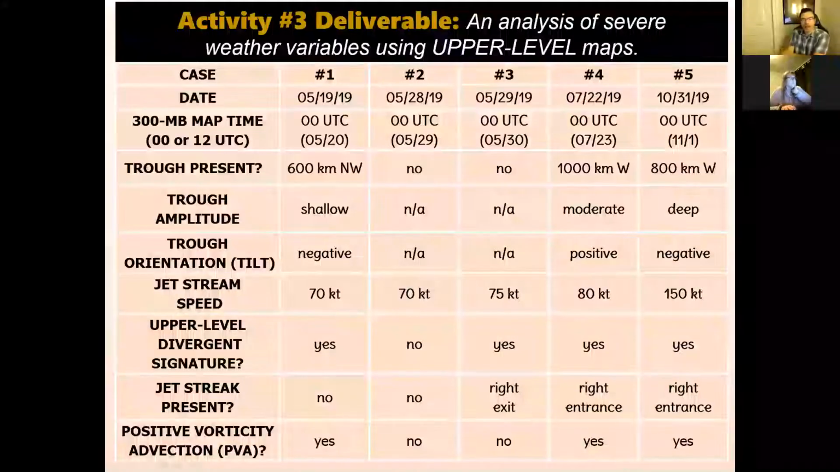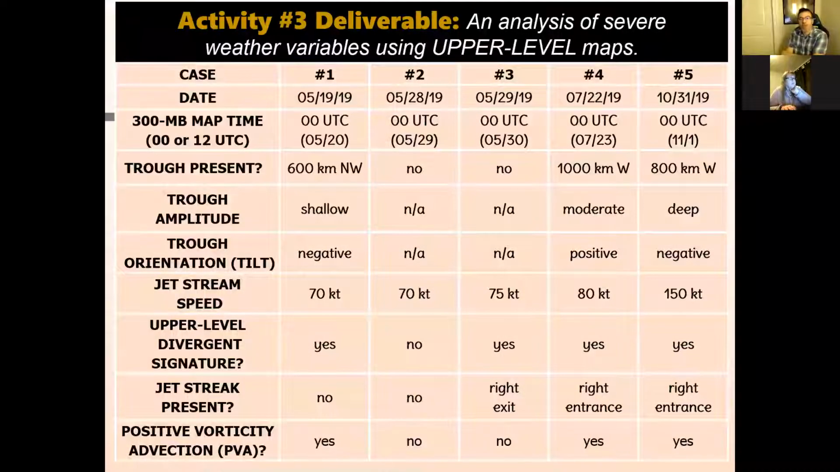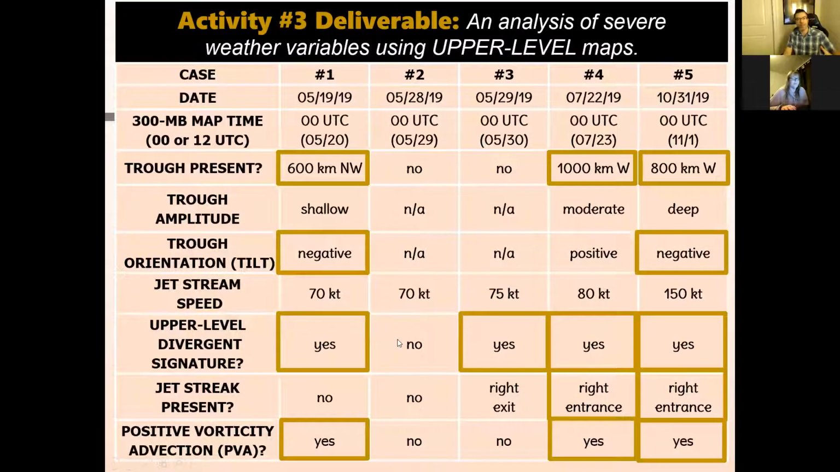Okay, because of time, we just want to show you the completed artifacts for activities 3 and 4. This is what the upper level table would look like. And notice that we have different qualitative and quantitative parameters. If you know anything about severe weather, you do need a strong trough, which is always conducive. An upper level divergent signature, kind of like the fanning of the height lines, also fosters upward motion. So if you have a yes, shade it in.